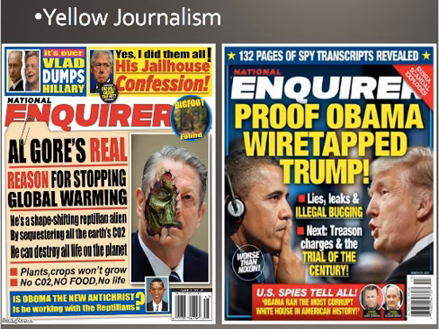Looking over on the right, you see the Inquirer talking about Obama wiretapping Trump. And they choose certain pictures that are going to put Trump in maybe a positive light. And then you take a look at Obama wearing these headphones. It looks like he's maybe listening to these recordings that he's had at Trump Tower, whatever it's going to be.